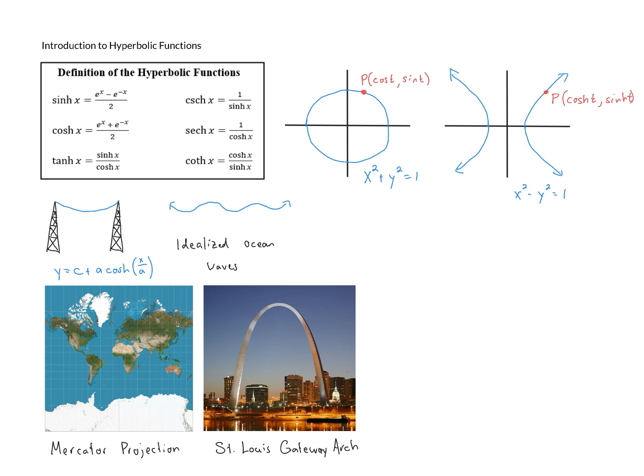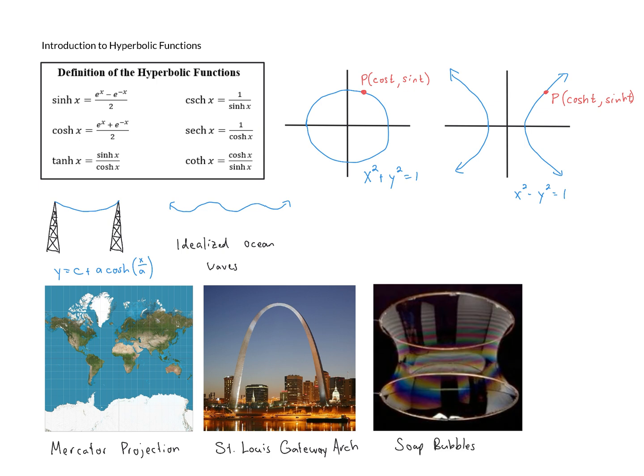Also, you might recognize this structure. It is the St. Louis Gateway Arch. And this was also designed using a hyperbolic cosine function. And the last example that I'm aware of is soap bubbles.